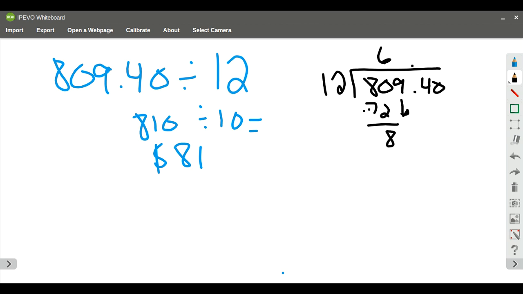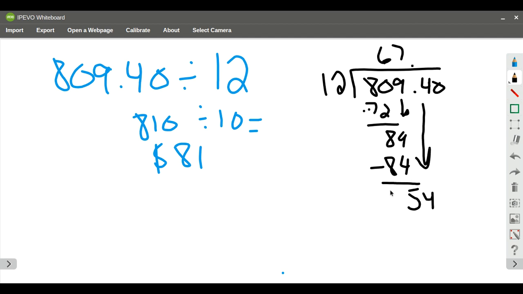I'm going to bring down the 9. 12 is going to go into 89 7 times. 12 times 7 is going to be 84. I'm going to subtract. I have 5 left over. My next step is to bring down the 4. I've already placed my decimal up in my quotient, so I don't have to worry about it.